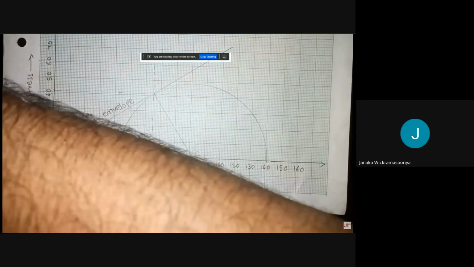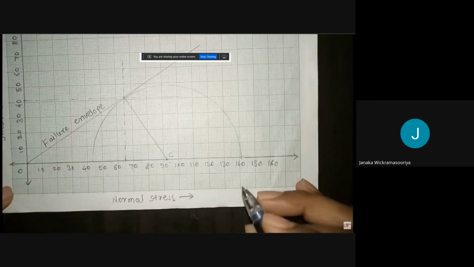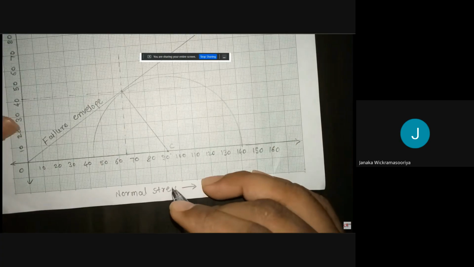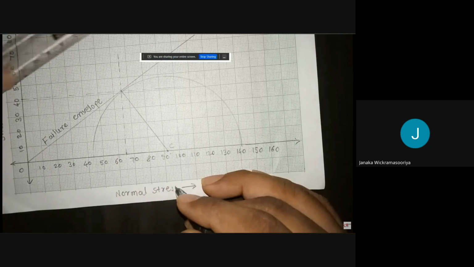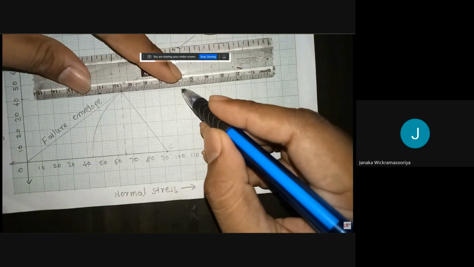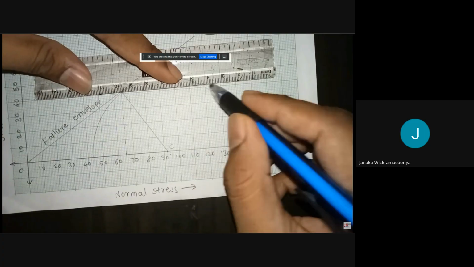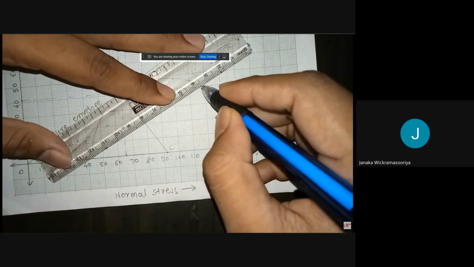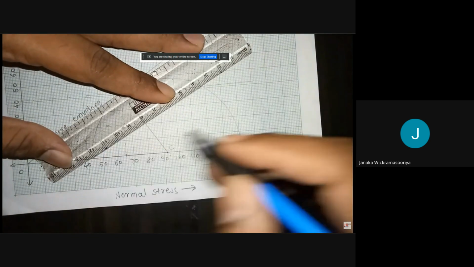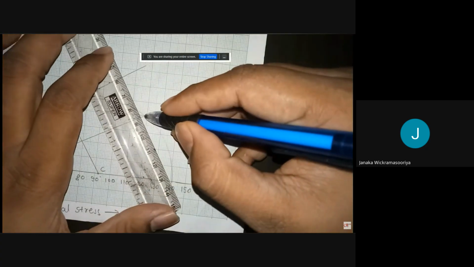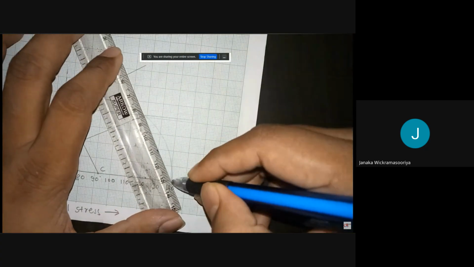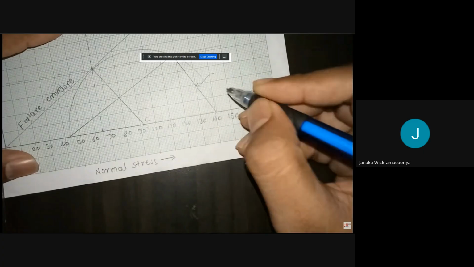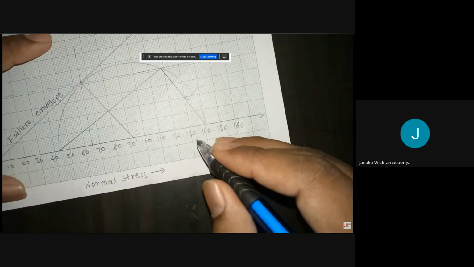So one semicircle has been drawn touching the failure envelope. Extend this line, and with reference to this point again join this point, and with reference to this point again join this end of the curve. This line is known as the major principal plane.